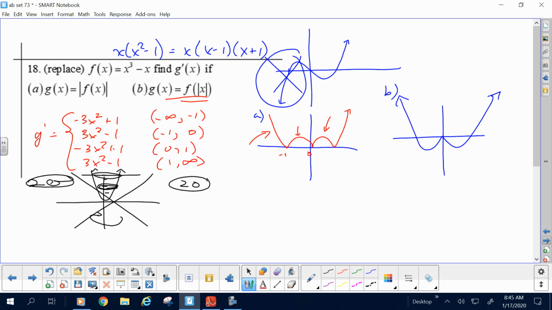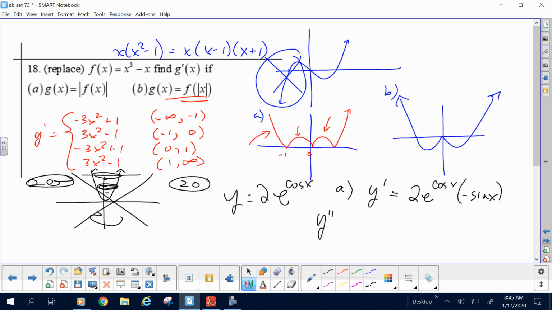That's 20 on 73. So I have y equals 2e to the cosine x. Did you get the derivative? Okay. Y prime is? All right. So the derivative of the outside and the derivative of the inside. Okay. So now for the second derivative, can I just take the derivative of each piece or do I need to do more?